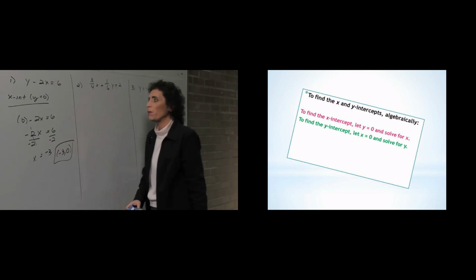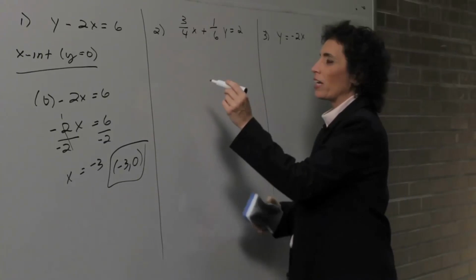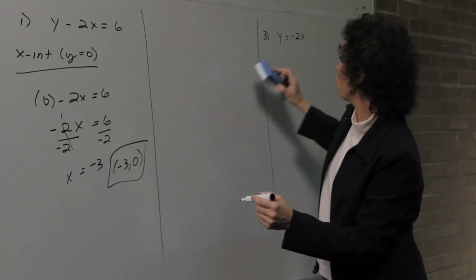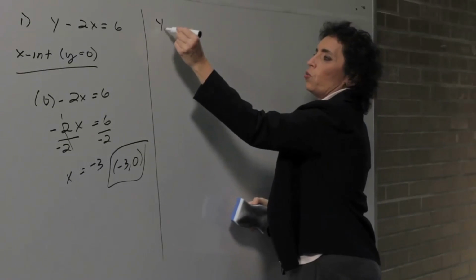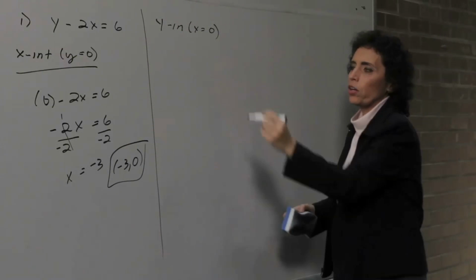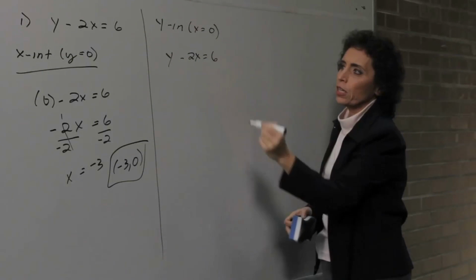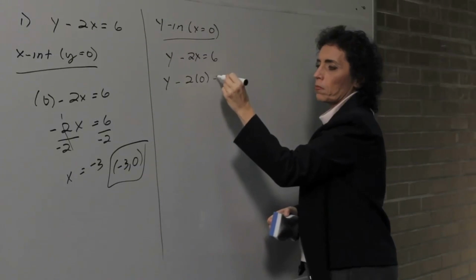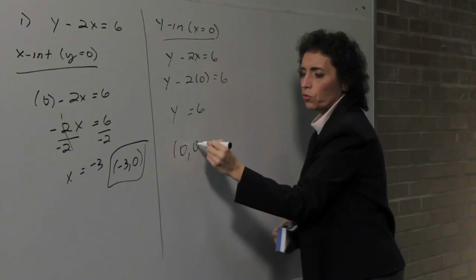Now I have to do the same thing for the y-intercept. I have to make x 0. Let's do the y-intercept. That occurs when x equals 0. So our equation says y minus 2x equals 6. I'm going to make x 0. This just says y equals 6. So there's your point 0, 6.